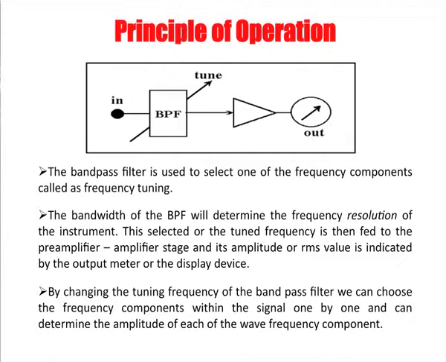The selected or tuned frequency is then fed to the preamplifier or the amplifier stage, and its amplitude or the RMS value, the root mean square value, is indicated by the output meter or the display device, whatever it is. Now, by changing the tuning frequency of the band pass filter, we can select the frequency components one by one, and simultaneously we can measure their amplitude and their phase also. Right now, we will be dealing with the measurement of the amplitude or the RMS value.